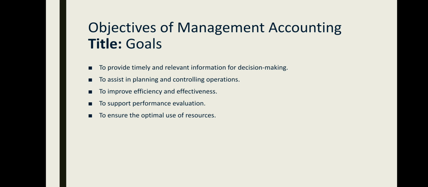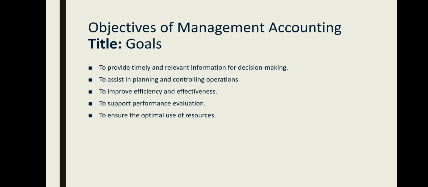Next one is to assist in planning and controlling operations. Different operations are done in the organization, so assisting the planning and controlling of those operations is also a main objective of management accounting. Next one is to improve efficiency and effectiveness of the organization. When the operations are properly controlled and planned, then automatically the efficiency and effectiveness of the organization is going to be improved. Next one is to support performance evaluation. What is the performance of the organization, the workers, employees? So to support that performance evaluation is also an important objective of management accounting.